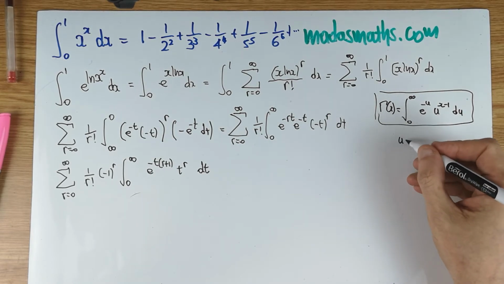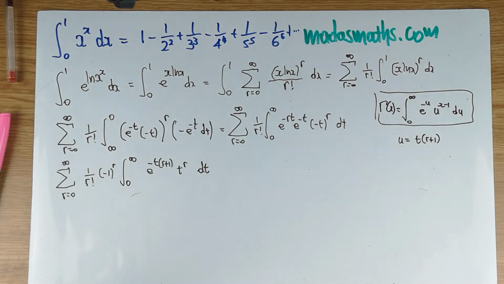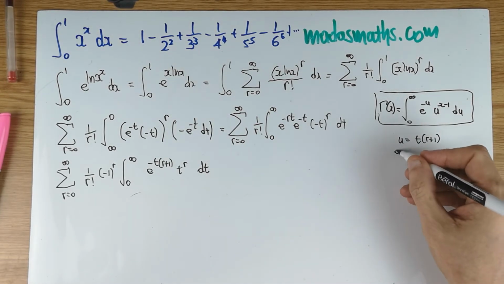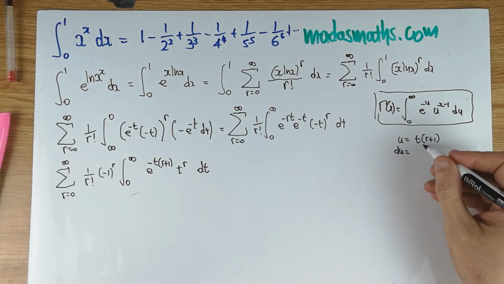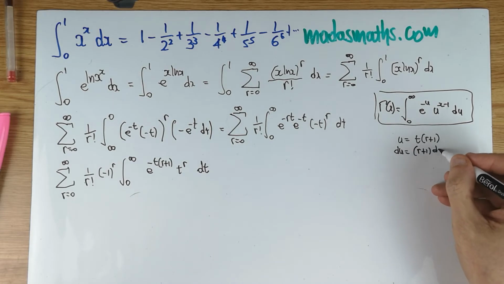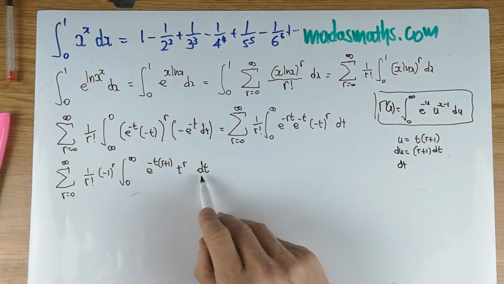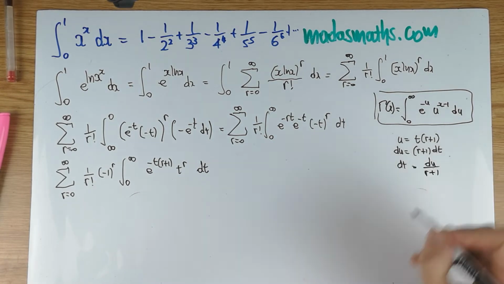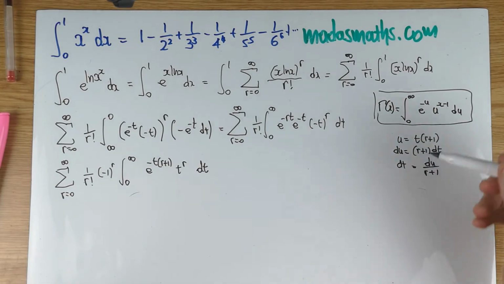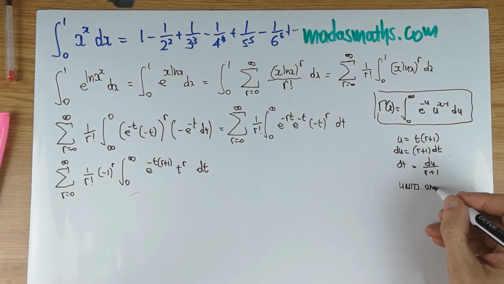So we've got u is t(r+1). du is equal to, this is now a constant, so it's going to be (r+1) dt, and my dt is what I'm trying to change here. So dt will be du over (r+1). The limits will be unaffected, so limits unchanged. We can check it very quickly.